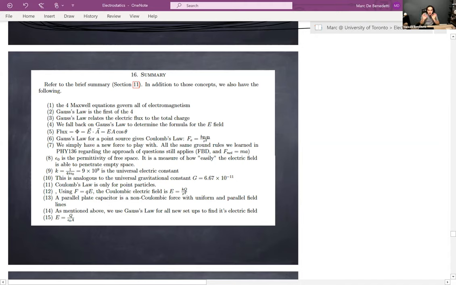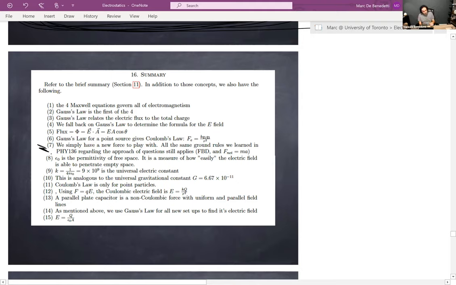Number four, we always, always, always fall back to use Gauss's law when we need to obtain a formula for the electric force. Always. It's the same process of how you do free body diagram, F net equals MA, when you do forces questions. Here, when you need the electric force, you do diagram, Gaussian surface, and then you do Gauss's law, always. It's the same sort of algorithmic idea. That's what number seven says.